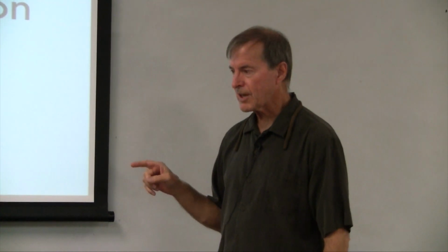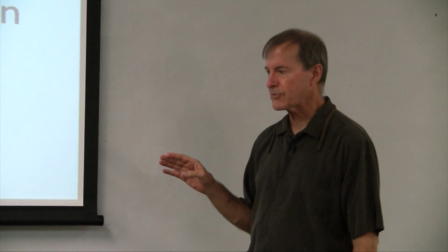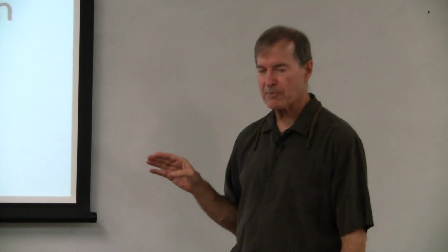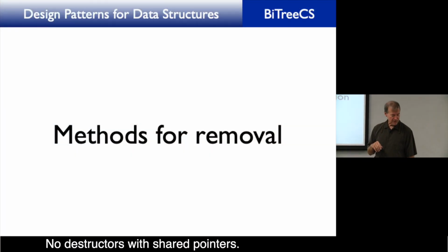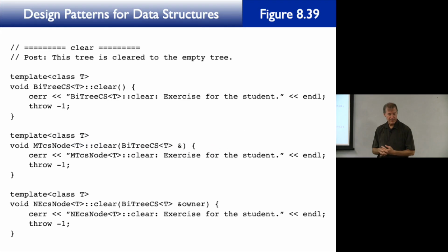All right, so today we have a homework assignment due on the bi-tree CS, composite state pattern. So let's run through a few of these slides for methods for destruction and removal, and then we'll see if there's any, we'll field some questions, and maybe I can give you some hints. In fact, there's one hint that I know I want to give you. So methods for destruction and removal.